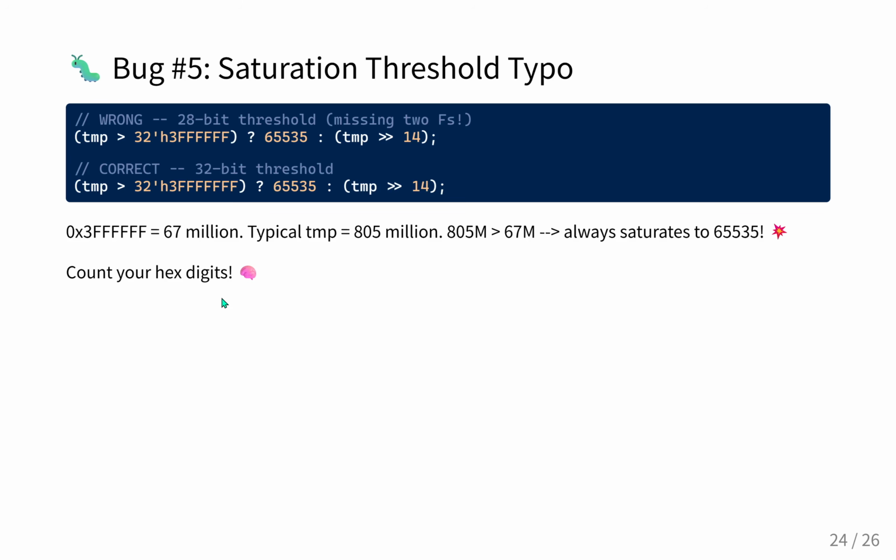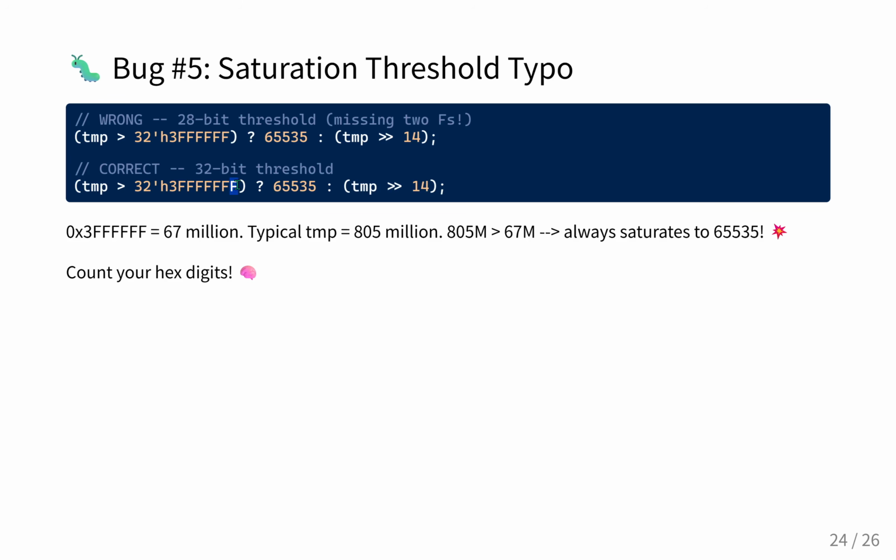And bug 5 was just a simple typo, right, a missing F in a hex saturation threshold. Yeah, a missing F. It was supposed to cap at 67 million, but instead, a value of 805 million blew past the typoed threshold and triggered a fallback cap of 65,535. One keystroke bottlenecked the whole engine.